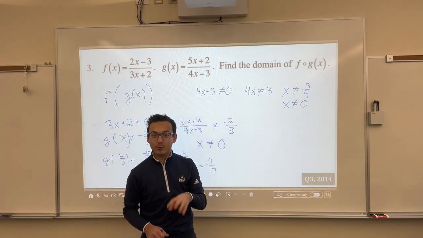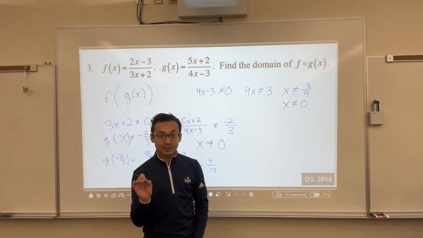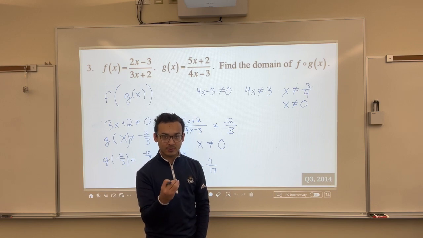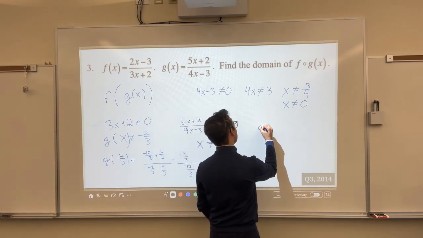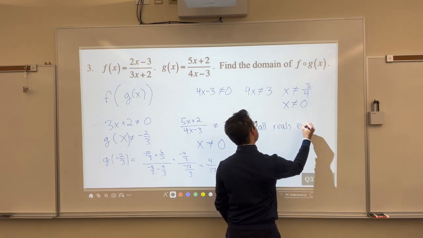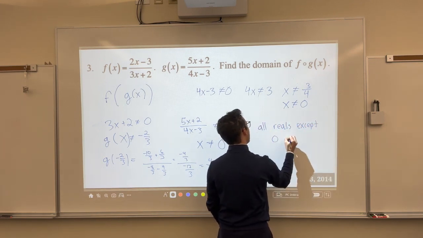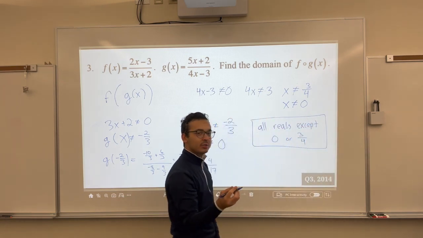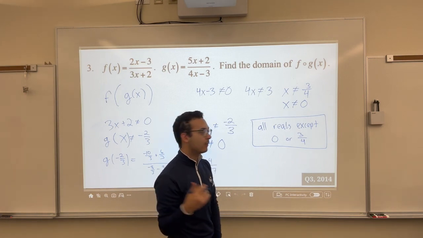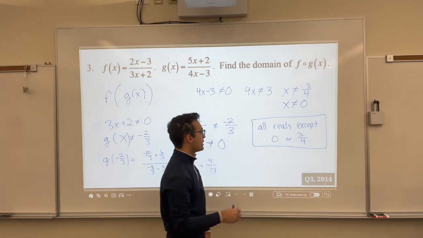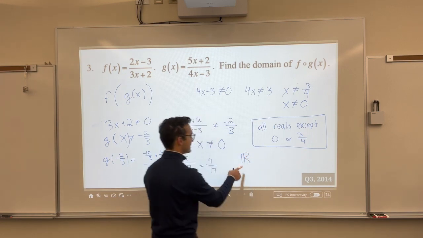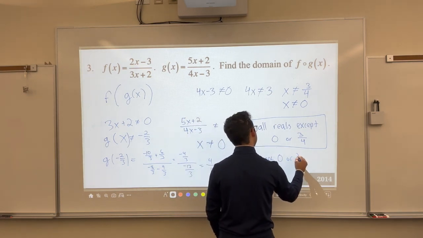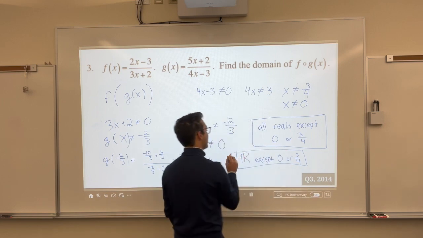Now it's also super important how you write your answer. I would write the following: all reals except 0 or 3/4. So if you were to write that in full, it would be all reals except 0 or 3/4. So that is an acceptable answer. And if you want, you can shorten all reals to the symbol for all real numbers, which is a double struck R. So you could say all reals, and that's the symbol for all reals, except 0 or 3/4. That is the correct answer.